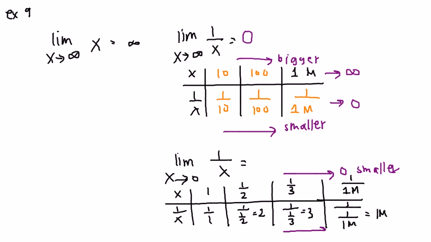As x is getting smaller, then my y values are getting bigger. So where does this end up going? This will end up going to infinity. So the limit of 1 over x, as x goes to 0, will go to infinity.